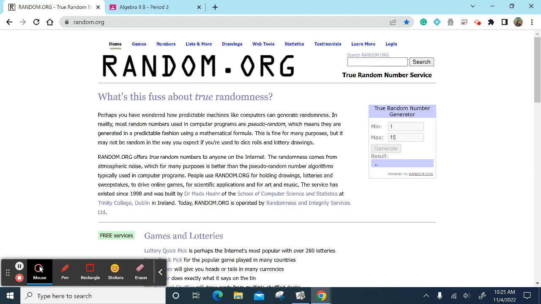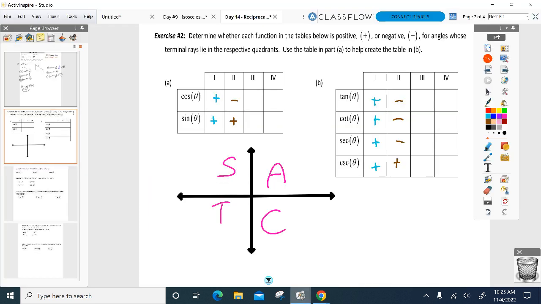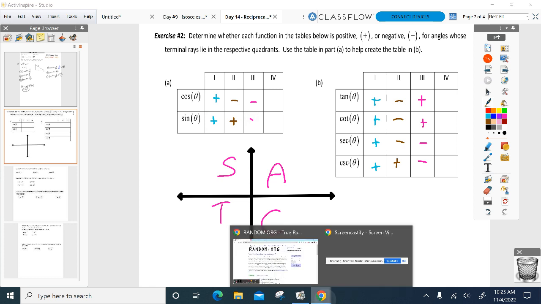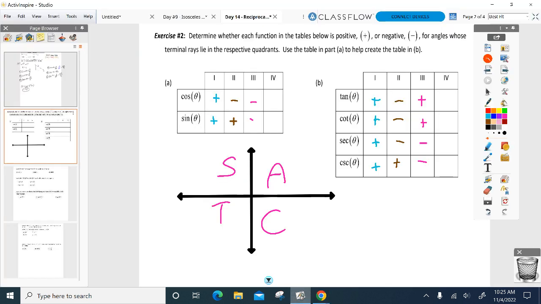What about in the third quadrant? What was positive in the third? Tangent. So what goes with tangent? Cotangent will also be positive. Everything else is negative. And finally, what was positive in quadrant 4? Cosine. What else would be positive then? Secant, the second one in SOHCAHTOA. So that's positive. Everything else is negative.